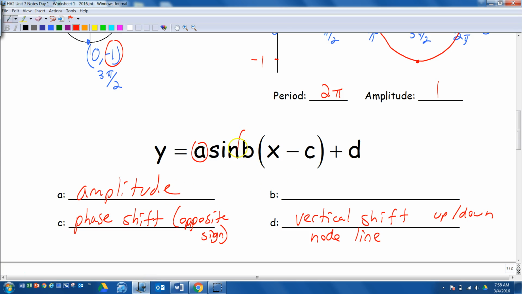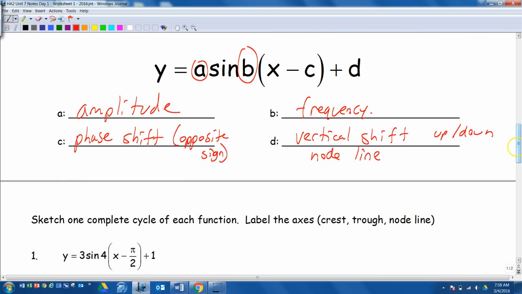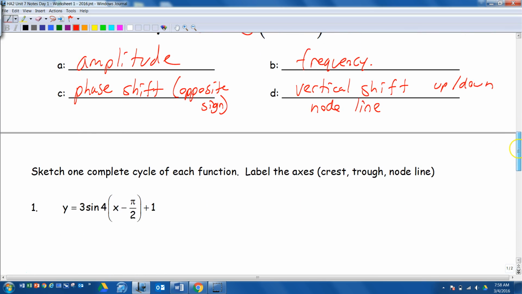And then B is going to compress it or stretch it in the horizontal direction. So what that changes is the number of cycles in one period. So this is actually going to be your frequency. Okay? So let's graph these things. And here we're going to go through a couple problems on what you need to look for and how to graph them.